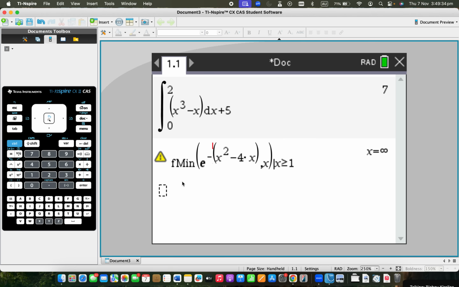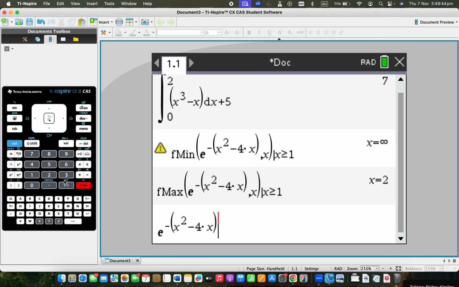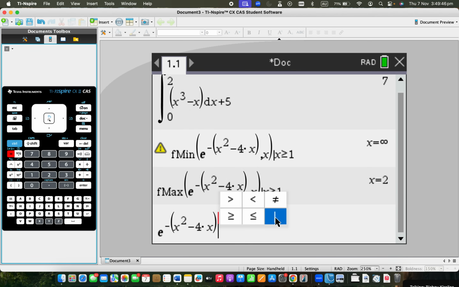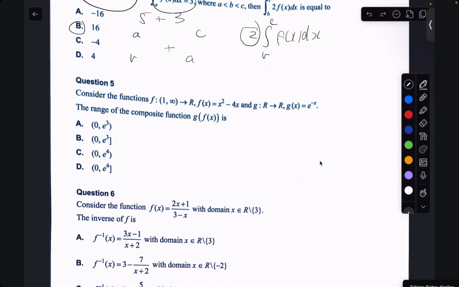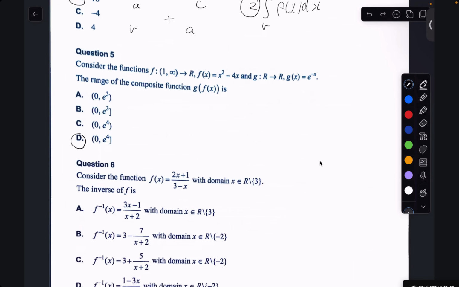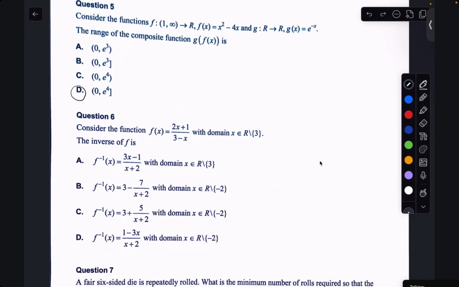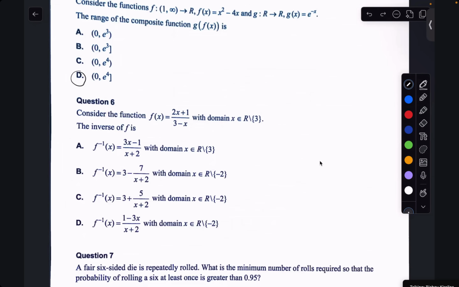So 0 will be the lower bound, and then for the maximum, we can just enter that, but change that to max. And that happens at x is equal to 2. Now at x is equal to 2, it's e to the power of 4. So it'll be 0 to e to the power of 4, and it's included because the graph is including x is equal to 2 for that e to the power of 4.